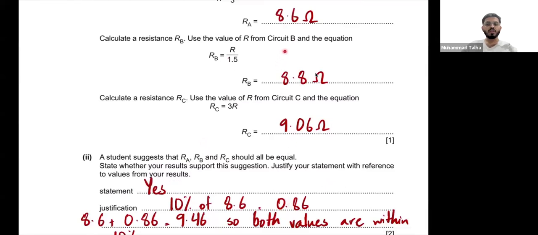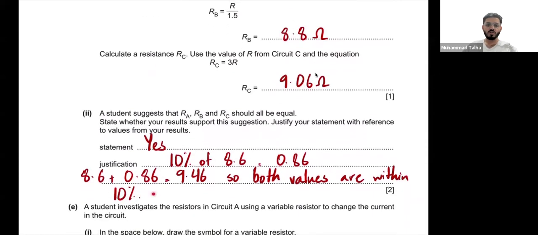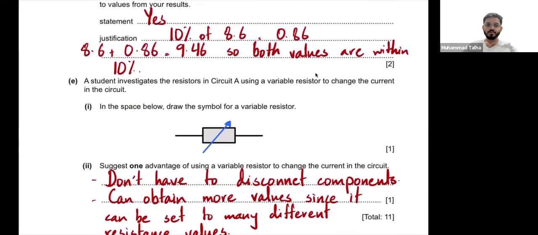So the maximum deviation which could be there is that it's 8.6 plus 10% of it, which is 0.86, which turns out to be 9.46. But these values are less than 9.46. So for the experimental purposes, these values are equal, right? So I'll say that these values are equal because all of these values are within 10% of each other, right? This is the math behind my reasoning.